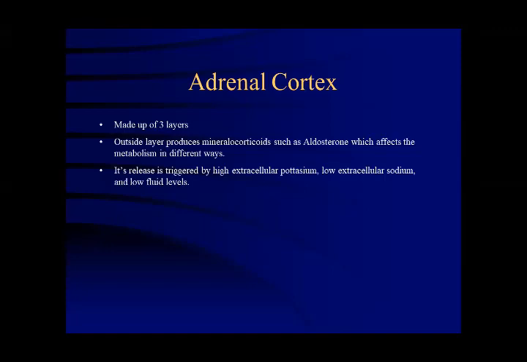This is released, triggered by high extracellular potassium. Whenever there is high extracellular potassium and low sodium and low fluid level, then to maintain the balance between potassium, sodium and fluid level, this hormone is released. Its release is also triggered by low sodium, because sodium is very important in controlling the blood pressure. So aldosterone has a direct effect on the blood pressure by acting on the kidneys, because kidneys play a vital role in maintaining the blood pressure.